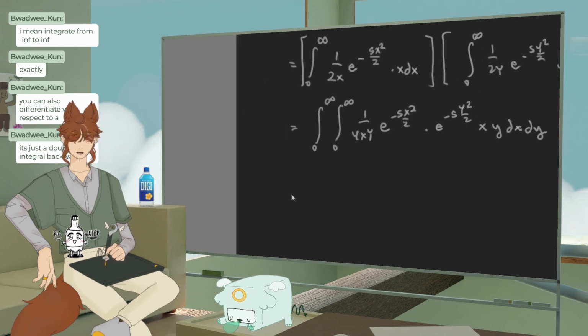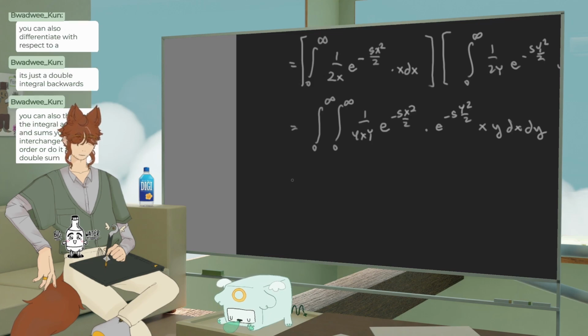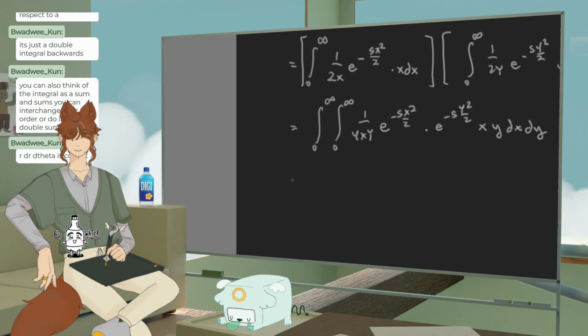I'm very easily excitable. I have to change this to polar? Oh god, how do I do that? It's been more than a year. Okay, let me think. r dr d theta. I remember. I might need to pull out my old notebook. You also think of the integral as a sum, and sums you can change their order or do it as a double sum. Yeah, you can do that. You're right, that's pretty cool. Pretty swag. Where is my Calc 4? It's somewhere. Is this Calc 4?